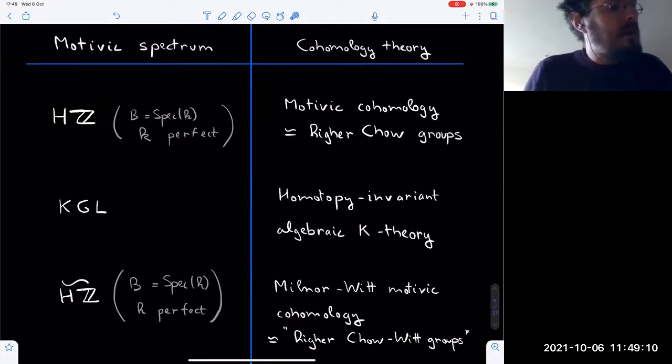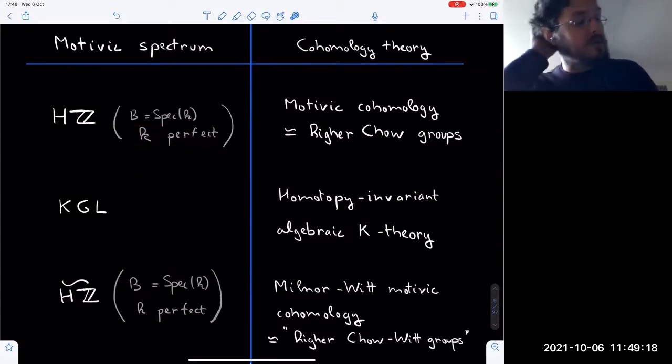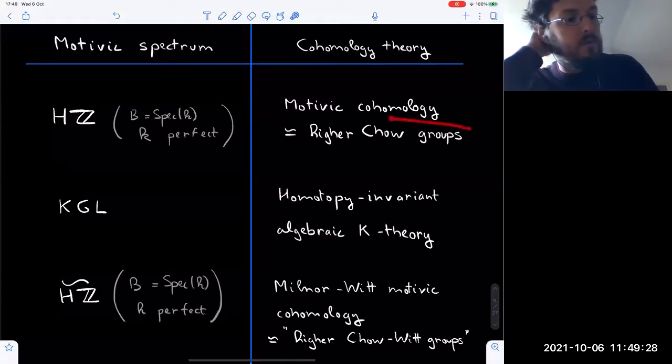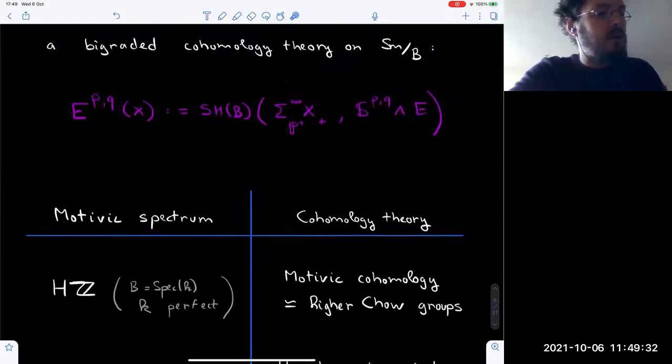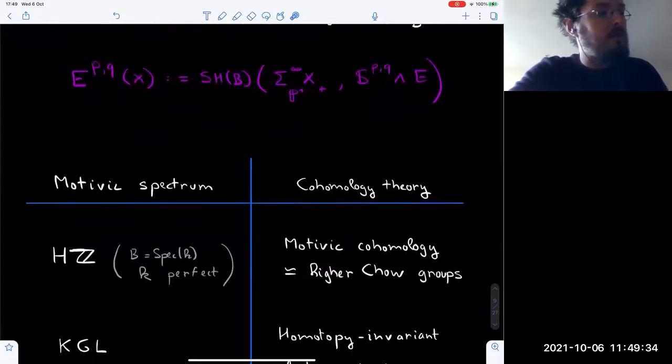And here, for simplicity, I'll just assume that B is the spectrum of a perfect field. And then the resulting cohomology theory is what is called motivic cohomology, and it's of Voevodsky or Suslin-Voevodsky, and it's isomorphic to higher Chow groups. So in this way, you recover higher Chow groups as morphism groups in SH.